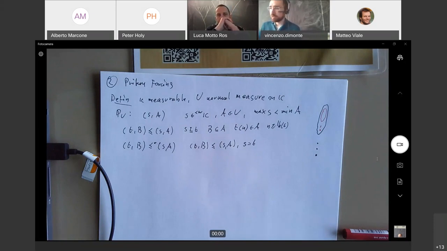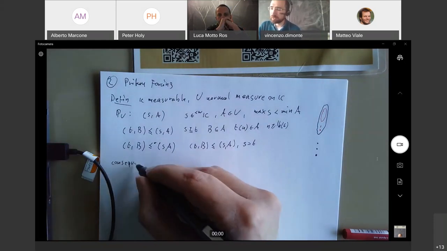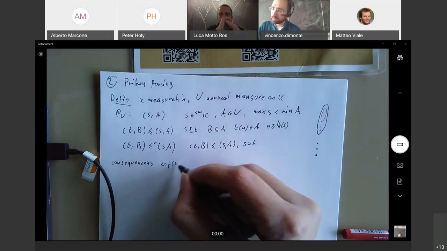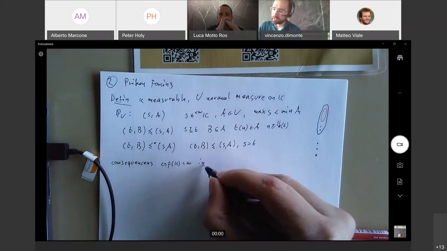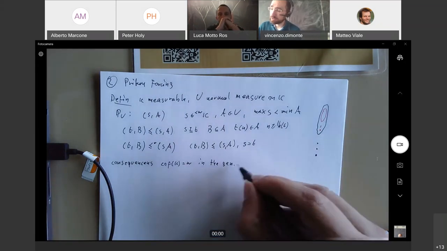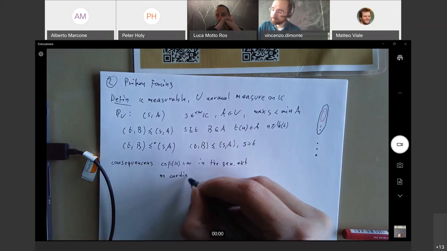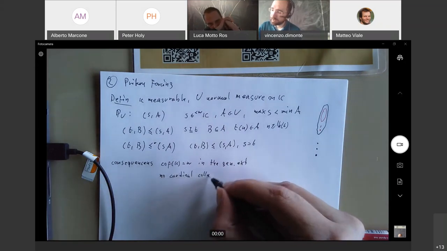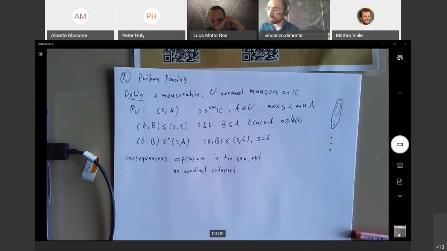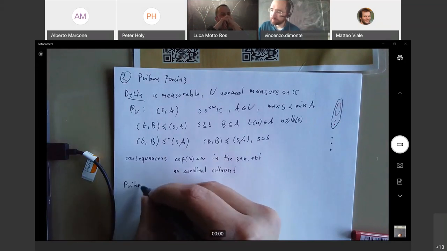Okay, so what are the consequences of this forcing? This is a singularizing forcing. So kappa is cofinality omega in the generic extension, and no cardinal is collapsed. Okay, so what are the nice properties of this forcing? One is the Prikry condition, or Prikry property.